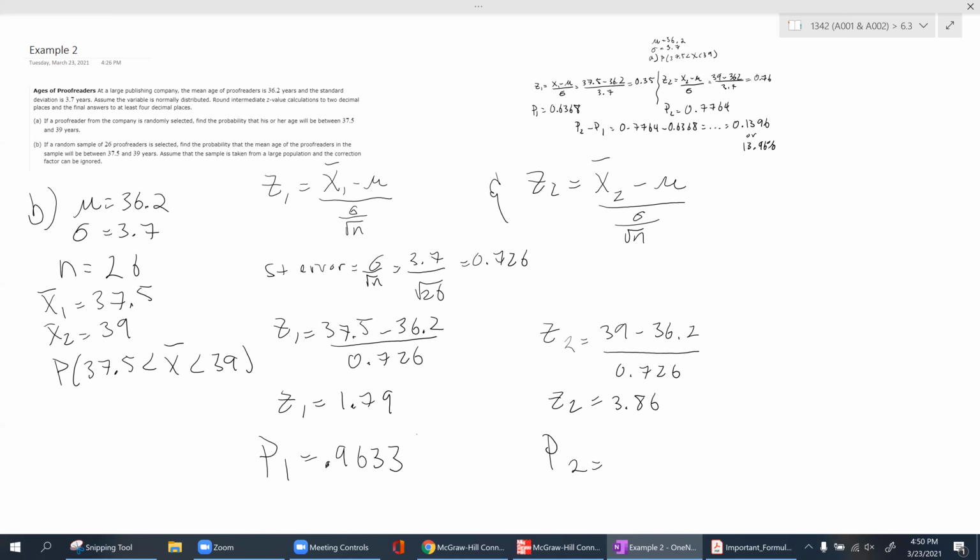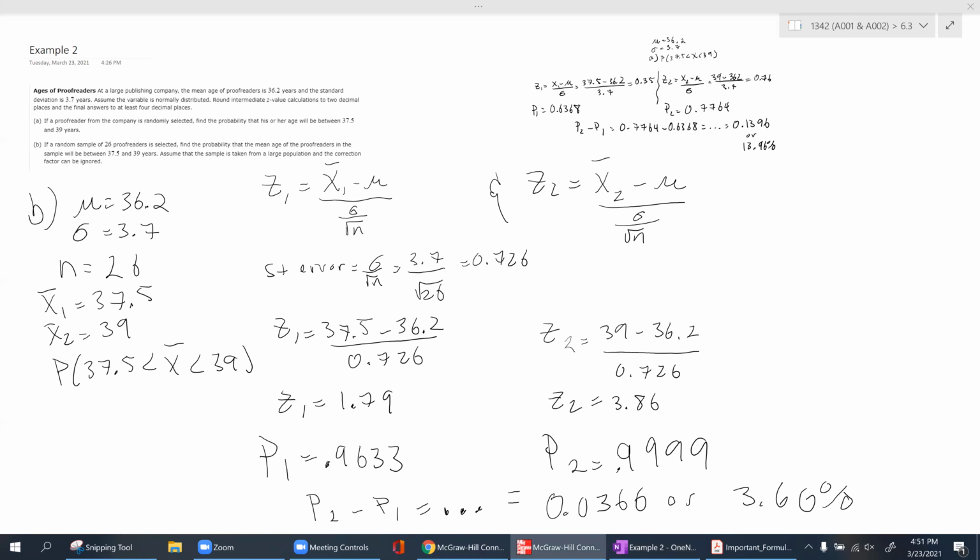On the positive side. And then for P2, for 3.86, you find out this is pretty close to the edge. I'm going to do P2 minus P1, and here you're going to plug those in, you'll get 0.0366 or 3.66%.